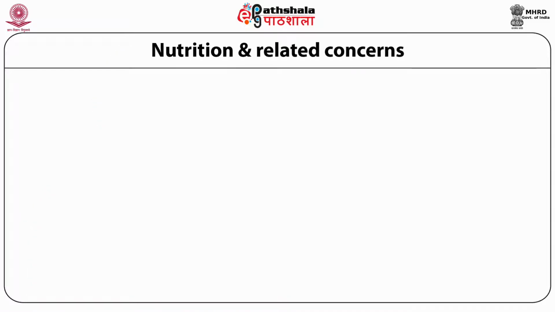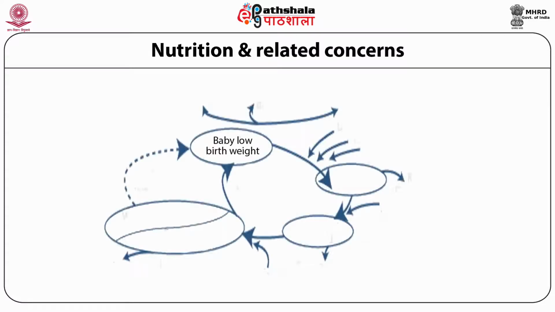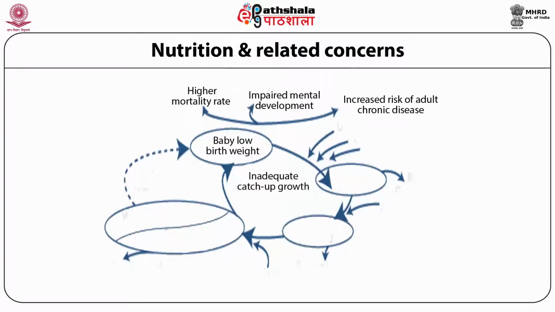As we all know, nutrition plays a crucial role at each and every stage of life, and during infancy it matters a lot. If a child is born with a low birth weight, there are many associated complications. Low birth weight children are more prone to mortality, have impaired mental development, have increased chances of developing adult chronic diseases, may have inadequate catch-up growth, and have a higher probability of frequent infections.